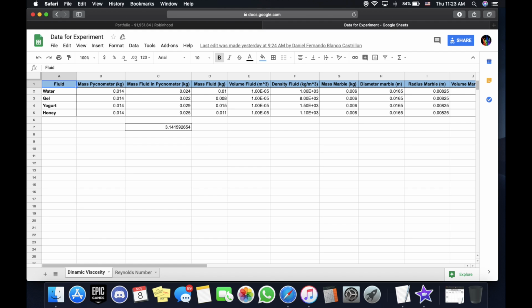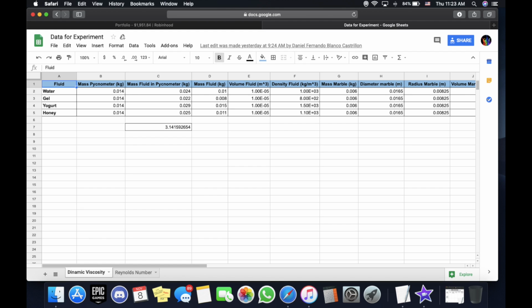For water, it was 0.01. For gel, it was 0.008. For yogurt, it was 0.015. And for honey, it was 0.011. All of those we got in kilograms. For the volume of the fluid, it was a constant, it doesn't change. It was 0.00001 meters cubed. That's the volume of the fluid. The pycnometer takes up the same volume no matter what the fluid is, so that doesn't change.